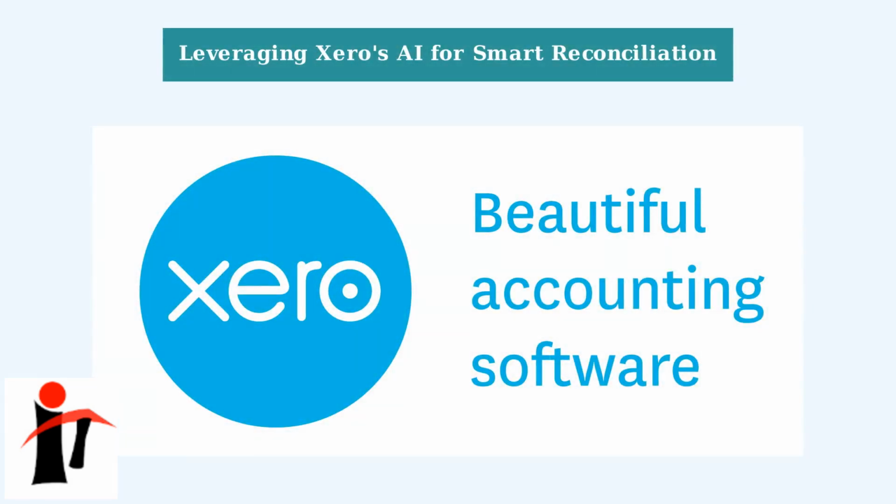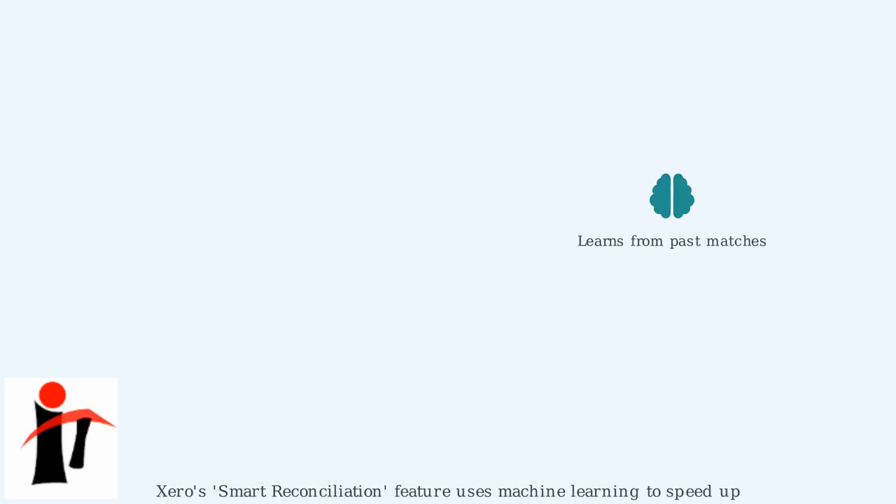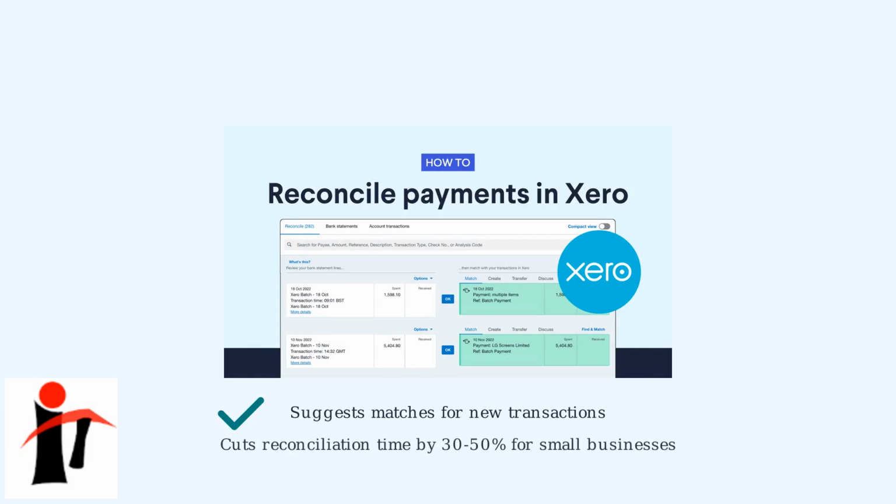Xero's Smart Reconciliation feature harnesses machine learning to streamline the reconciliation process. This AI-powered tool analyzes your historical transaction categorizations to intelligently suggest matches for new bank statement entries. The system learns from patterns in how you've previously matched and categorized transactions, building a knowledge base that becomes more accurate with continued use. For small businesses, this can reduce reconciliation time by 30 to 50%, allowing accounting teams to focus on more strategic tasks rather than manual matching.